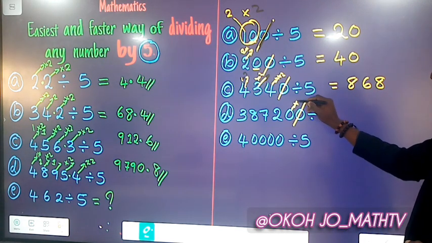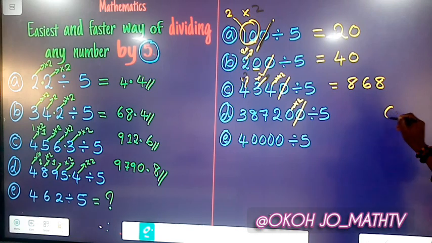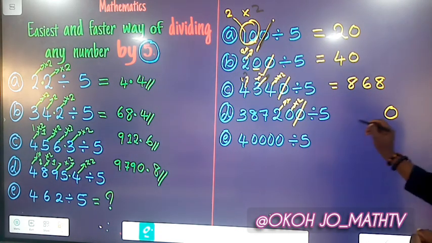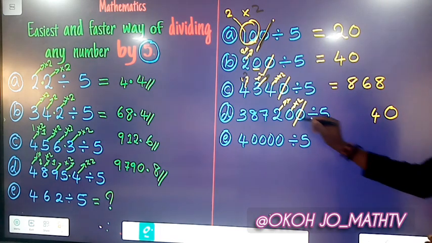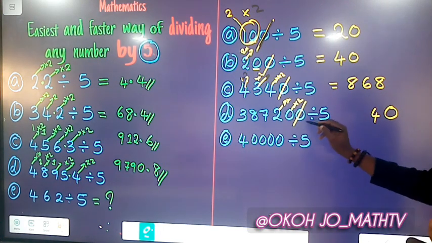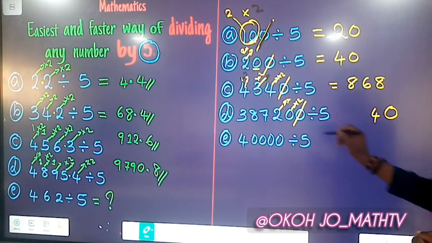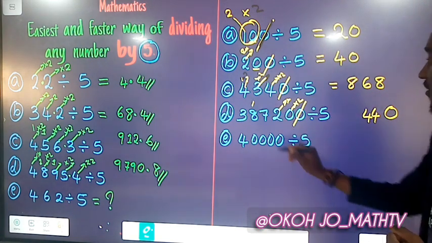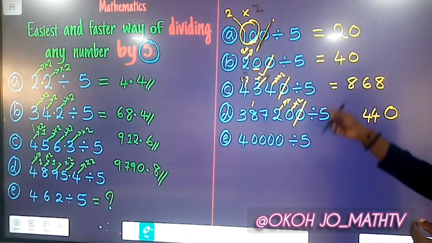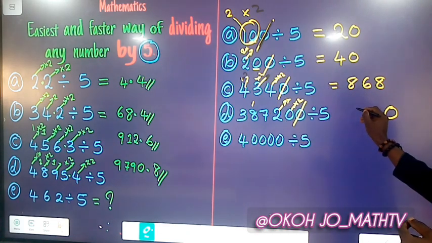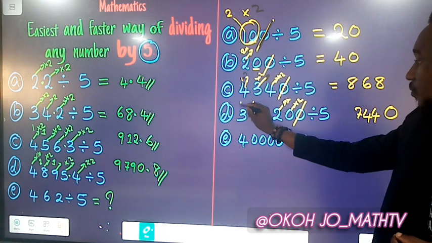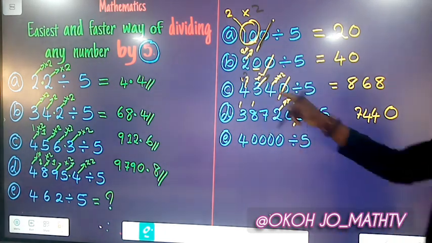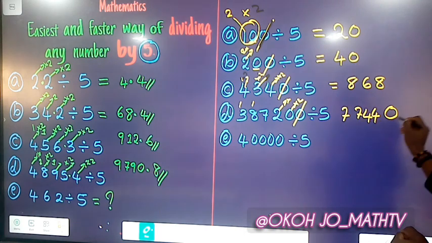0 times 2 is going to give you what? 0, of course. Exactly. This times 2 is what? 4. 5 times 2 is what? 14. You can write the whole of the 14. Write 4, carry 1. 8 times 2 is what? 16 plus 1 is what? 17. Write 7, carry 1. Then 3 times 2 is 6 plus 1 is 7. And this is your answer.